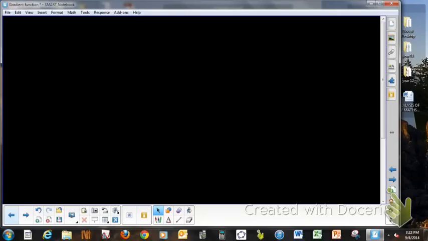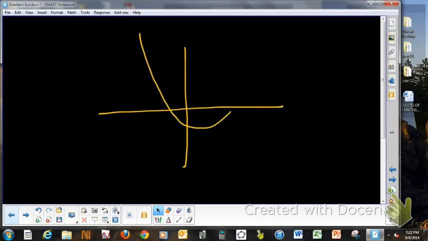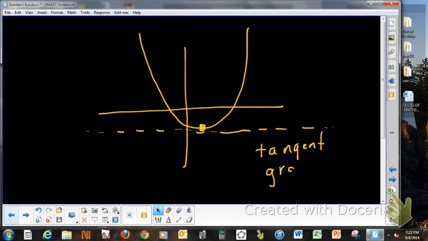Okay, we're going to talk about max and min points. Just to refresh our memory, let's draw a quick little graph, a positive quadratic that has a minimum point. And when we draw a tangent through that minimum point, that tangent line has a gradient of 0.